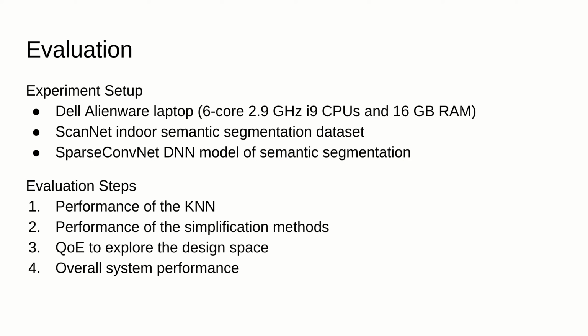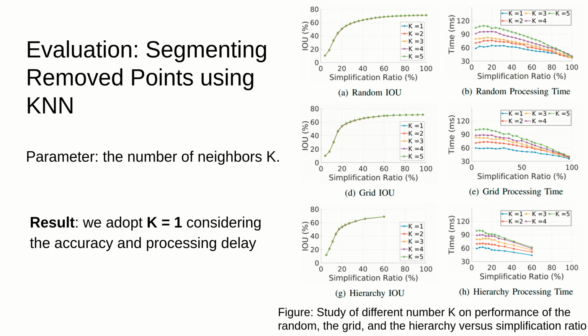To evaluate Slimmer, we conduct experiments on a Dell Alienware laptop. We use the ScanNet dataset to train a sparse ConvNet DNN model, and use the validation dataset of it to evaluate our system. We first evaluate the performance of the KNN, then we compare the performance of the simplification methods. After that, we apply the QoE metric to explore the design space. In the end, we present the detailed overall system performance.